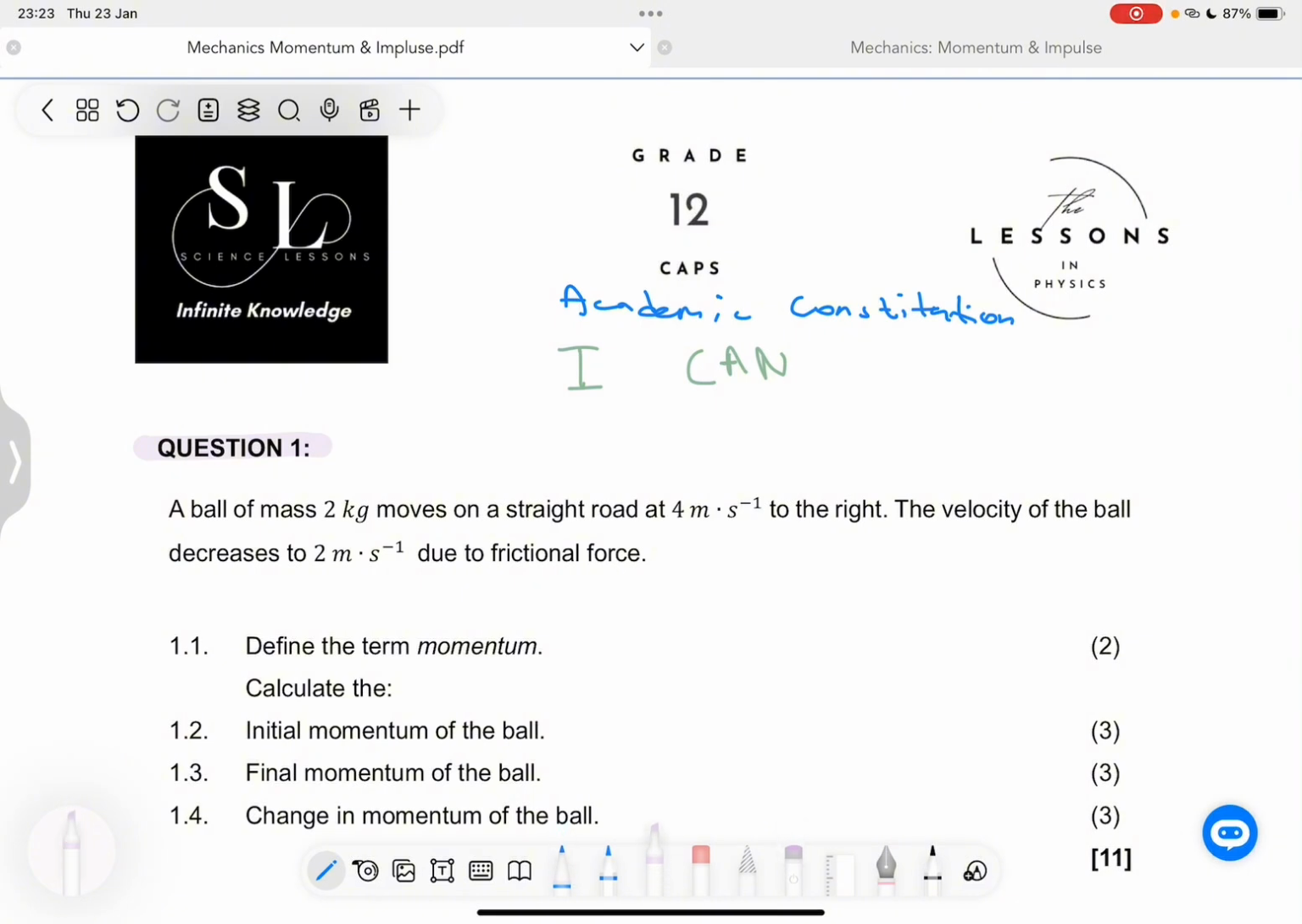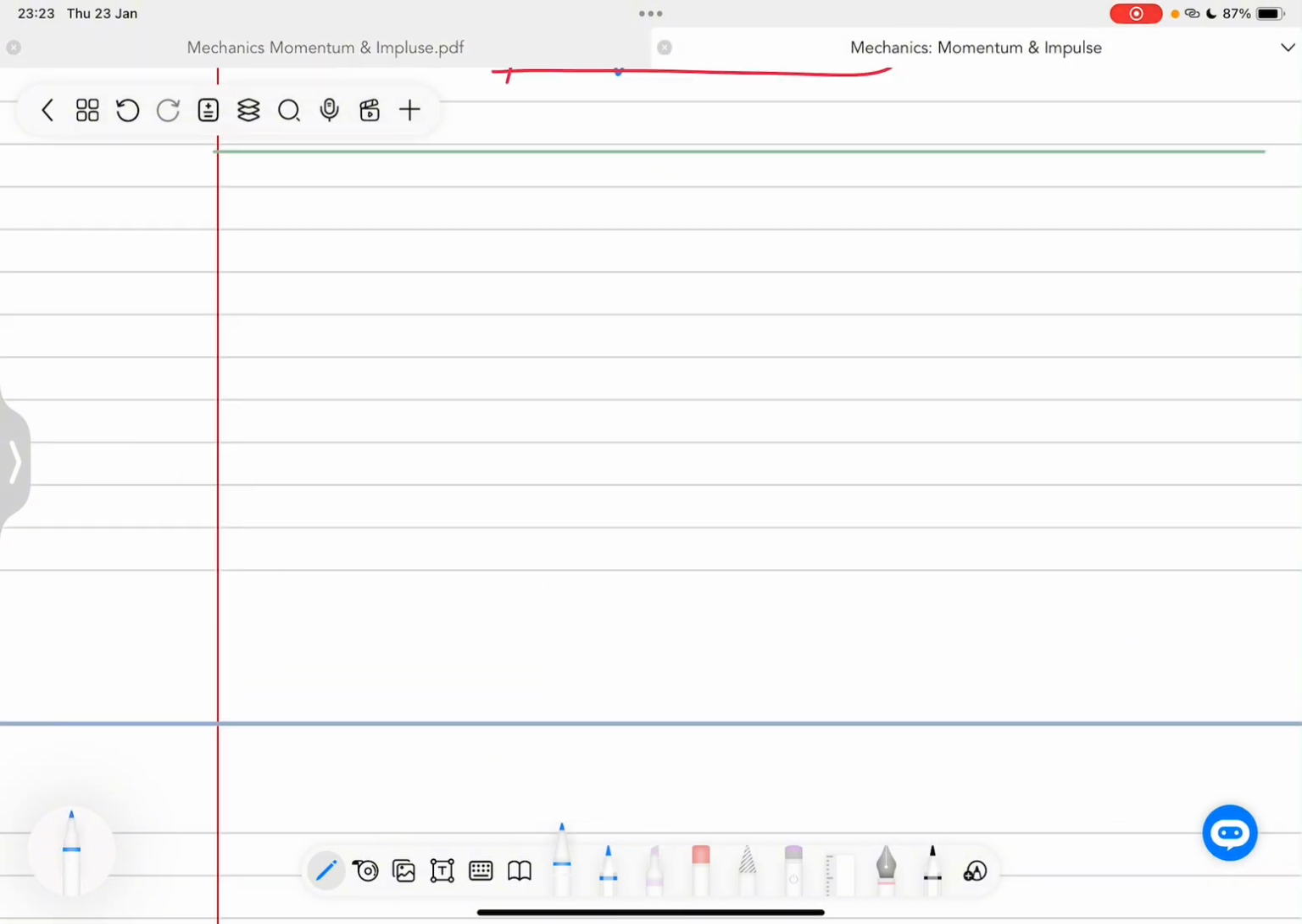The question reads as follows. A ball of mass 2 kg moves on a straight road at 4 meters per second to the right. The velocity of the ball decreases to 2 meters per second due to frictional force. Now I am going to draw a diagram so that I can put all this information that I'm given on a diagram.